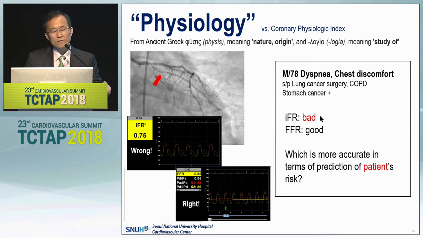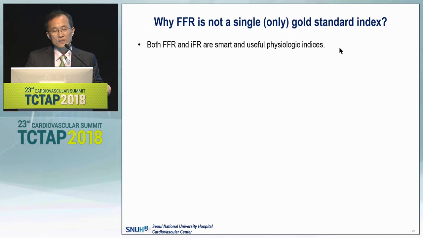So IFR is bad for the patient, FFR says good for the patient, but in terms of patient outcome, which do you think is more accurate and more adequate to reflect the patient status in that perspective? So why is FFR not the single and only gold standard index?